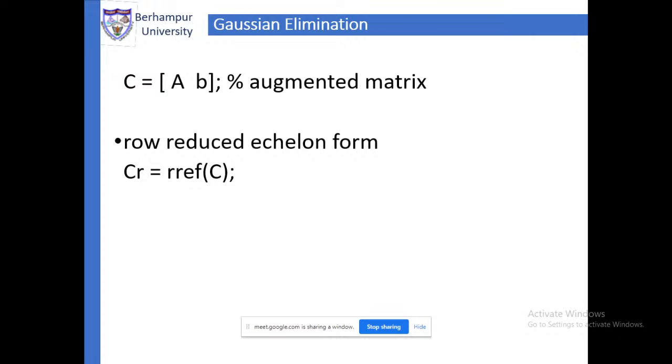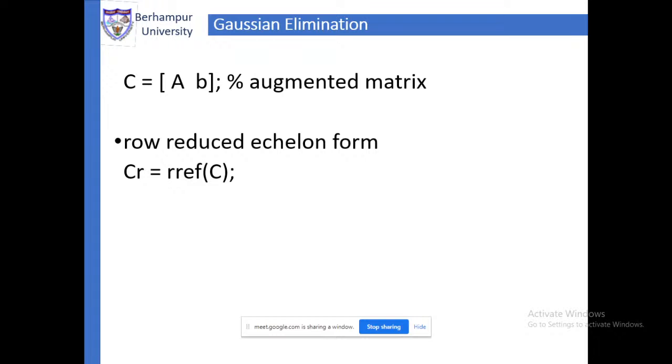C is equal to square bracket, A space B. So this is the column augmentation. If you want to augment a row, then that is A semicolon B. Since we are doing Gaussian elimination, there is always a column augmentation or column concatenation. So to make the column concatenation, you write A space B within square brackets. So that is what we do first: C is equal to A space B within square brackets. That is augmenting the matrix.